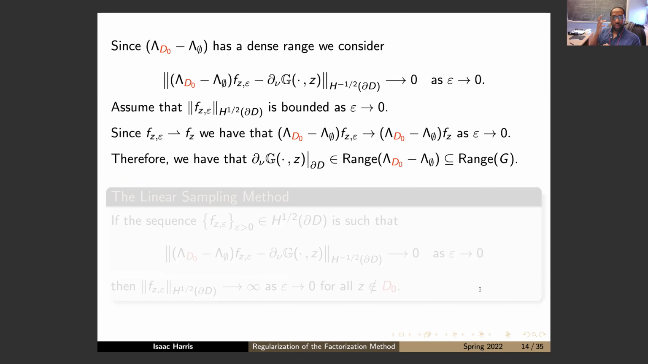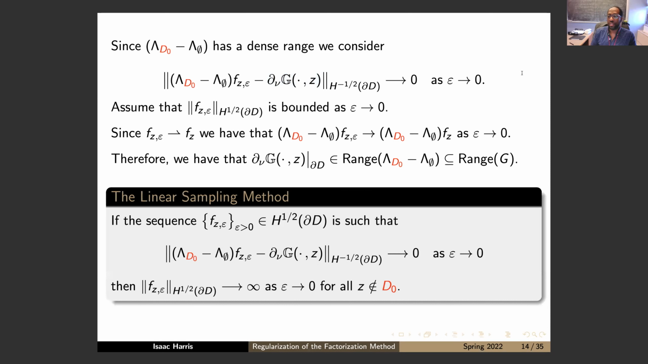So now we can do some analysis here. Since we have a dense range for our operator, I can always construct a sequence that approximates the normal derivative of the Green's function for any z in the region that I like. And now what if this approximating sequence had a bounded norm as epsilon goes to 0? Well, we're in a Hilbert space, so it's weakly convergent. That weak convergence turns to strong convergence since it's a compact operator. And since limits are unique, this would have to actually equal the normal derivative of the Green's function. So that says the normal derivative of the Green's function would be in the range of our Dirichlet-to-Neumann map. That's going to be problematic due to the fact that the range of this operator is contained in the range of G. So many of you may know that this is basically the linear sampling method.